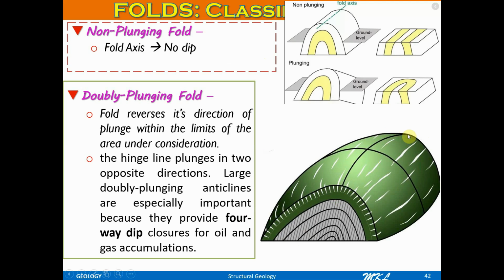The fold reverses its direction of plunge within the limits of the area under consideration, just like the top surface of a dhol. That's an example of the W plunging fold. The hinge line plunges in two opposite directions for obvious reasons. It's plunging in the front direction and in the back direction. In simple terms, this line is dipping in the front direction and this line is dipping in the opposite direction. As there are double plunges, it's called the W plunging fold.